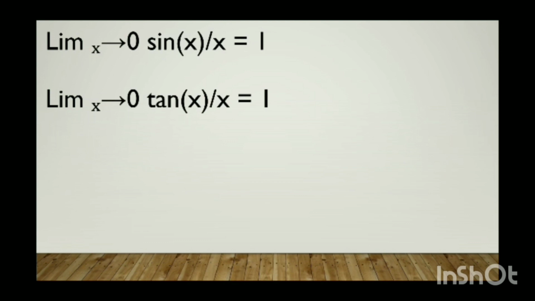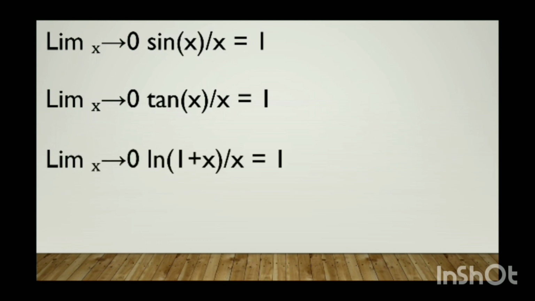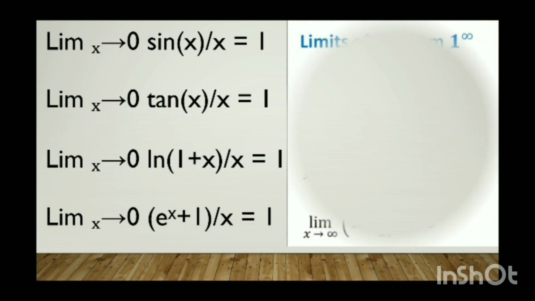The limit as x tends to 0 of tan x on x is also 1. The limit as x tends to 0 of ln of 1 plus x on x is 1. Then the limit as x tends to 0 of e to the x minus 1 on x is 1.